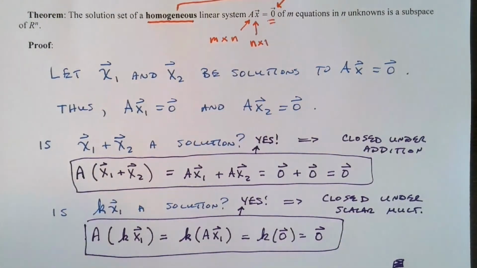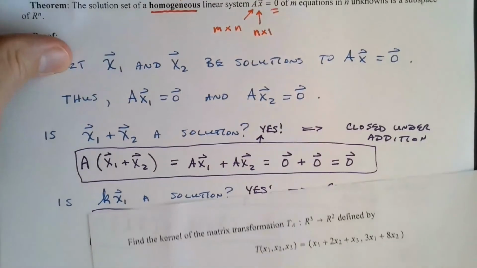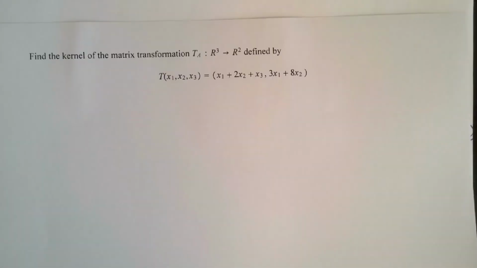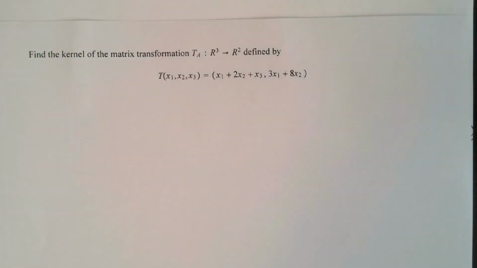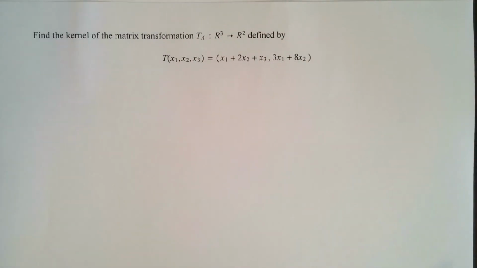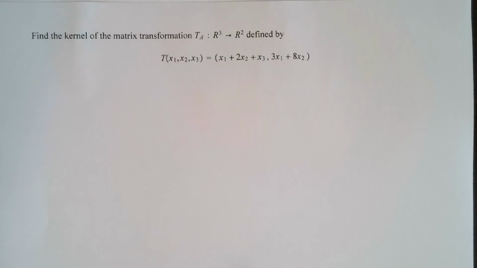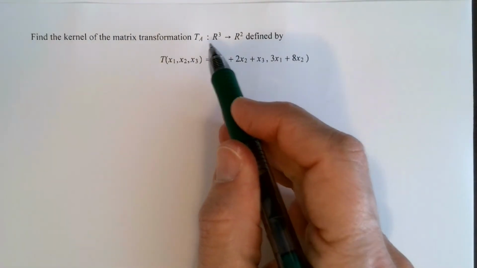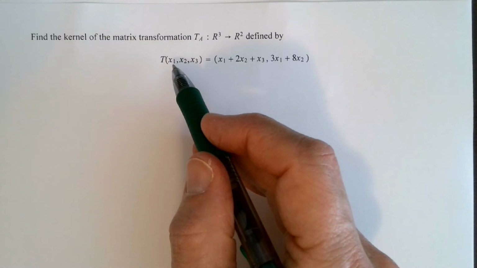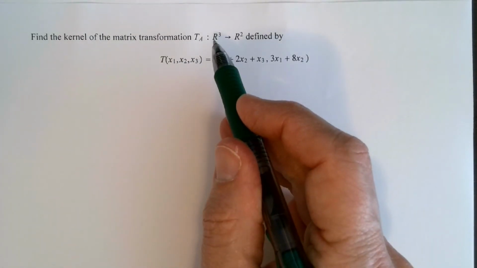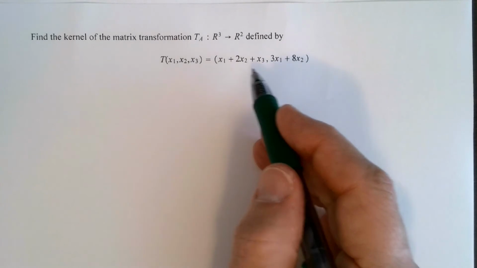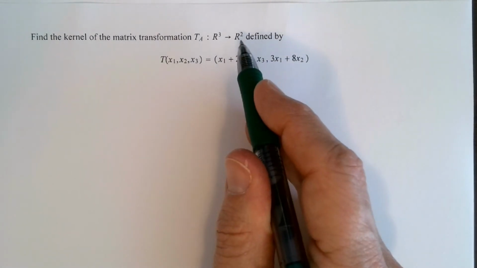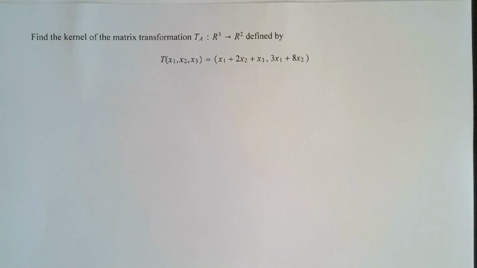Okay, so let's close with an example. Let's find the kernel, or the solution space, for a given matrix transformation. Do you remember matrix transformations? Here's an example. This is a matrix transformation from 3 space to 2 space. Notice the inputs are what? Ordered triples. They reside in 3 space. The output is what? Look at the comma there. We have an ordered pair. It's in 2 space. Okay. So, do you remember how to come up with the standard matrix for this transformation?